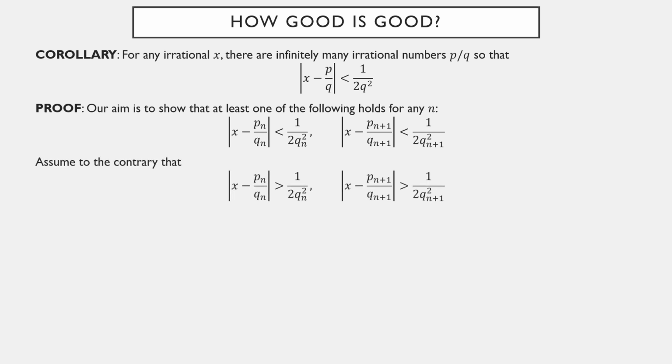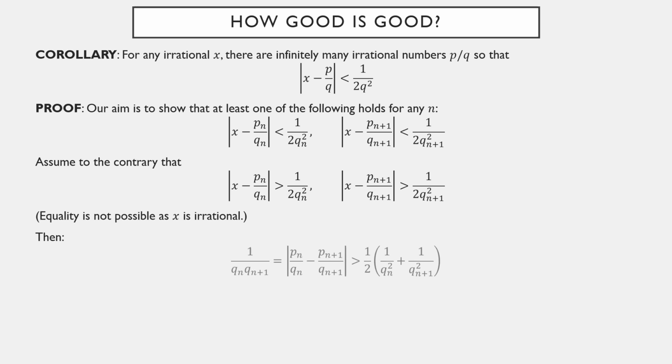Well, let's assume to the contrary that both of them fail. We know we can't have equality because x is irrational. So if we assume it's not less, then it must be more. Now we know the distance between two consecutive convergents is 1 over the product of the two denominators. But if we simply add these two expressions together, one of them is positive and one of them is negative, because remember, the convergents are on alternating sides of x.